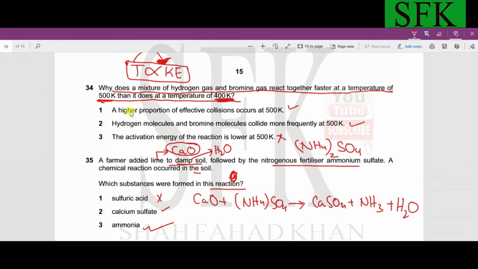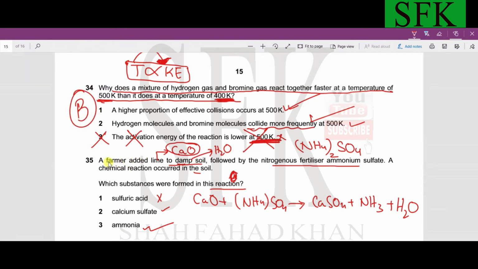The first statement says that a higher proportion of effective collisions occur at 500 Kelvin. Yes, this is correct, because more molecules will bond to one another and form the product. The second one says that the hydrogen and bromine molecules collide more frequently. Yes, that's correct as well, because more frequent collisions will occur. The activation energy of the reaction is lower at 500 Kelvin? No, because activation energy is only lowered when a catalyst provides an alternative route. That alternative route has a lower activation energy, but in no other way can the activation energy be reduced. So 1 and 2 are the only correct ones, so B is the correct answer.